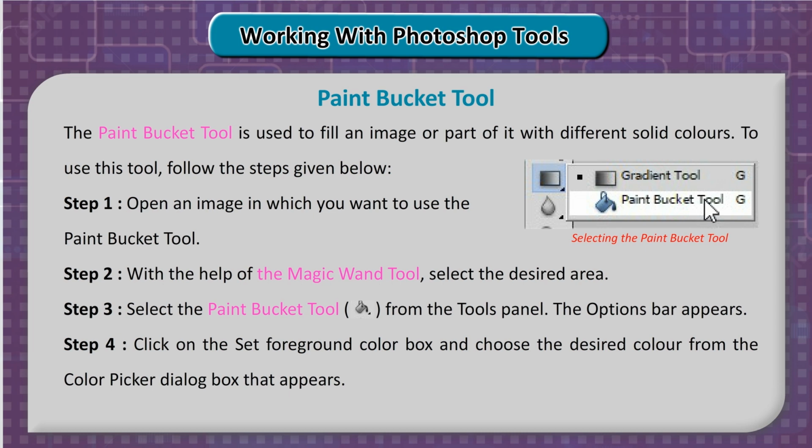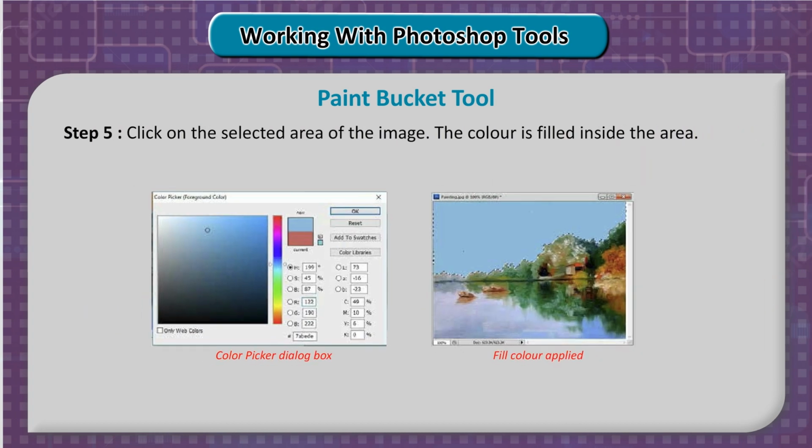The options bar appears. Step 4. Click on the Set Foreground Color box and choose the desired color from the Color Picker dialog box that appears. Step 5. Click on the selected area of the image. The color is filled inside the area. Selecting the Paint Bucket tool. Color Picker dialog box. Fill color applied.